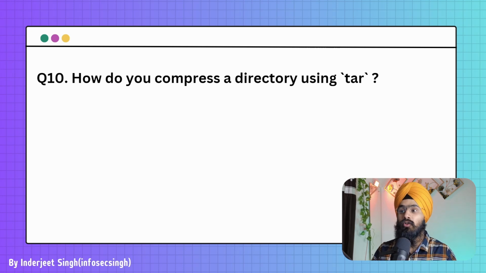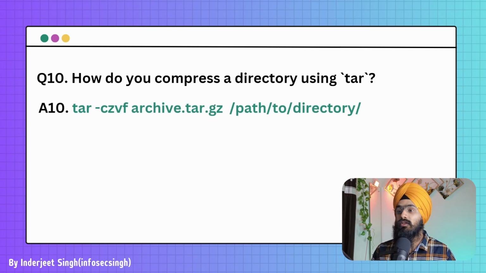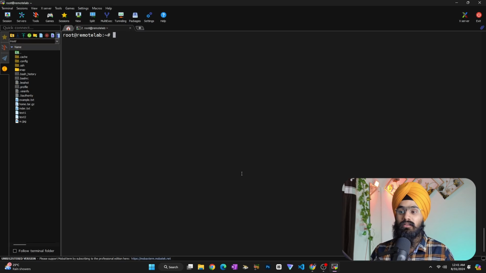The next question is, how do you compress a directory using tar? So the answer is, use the tar command, and you can specify -czvf, and you can put any name for the file. I would say archive.tar. Okay, and then you can specify the directory that you want to compress. So let's try that. I would like to compress the home directory.